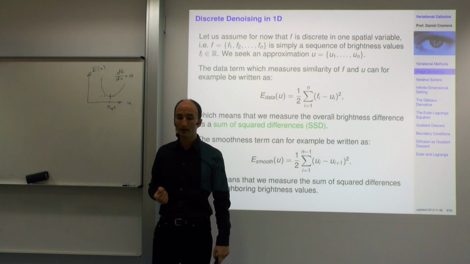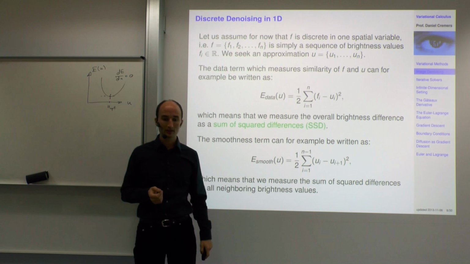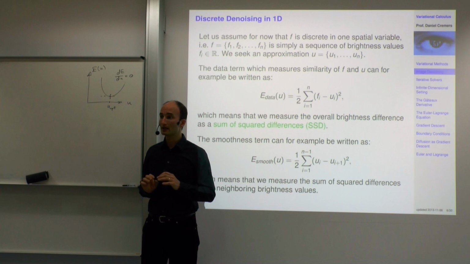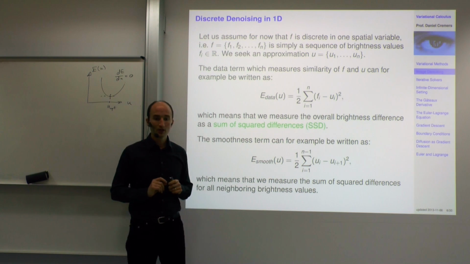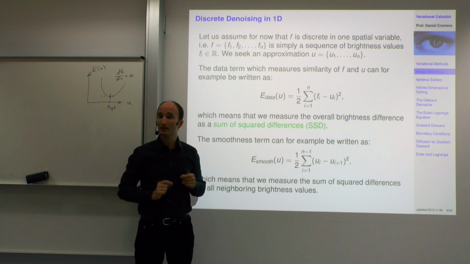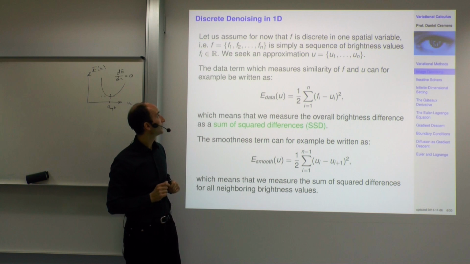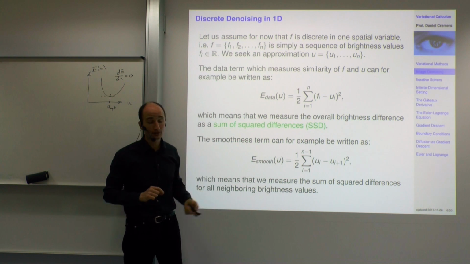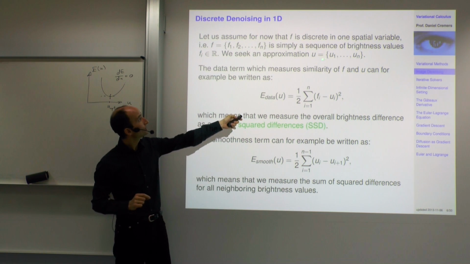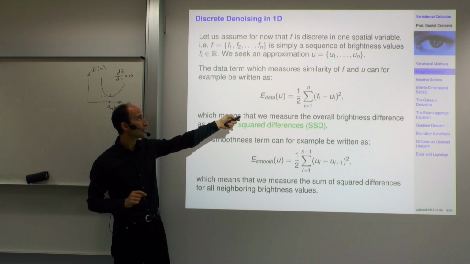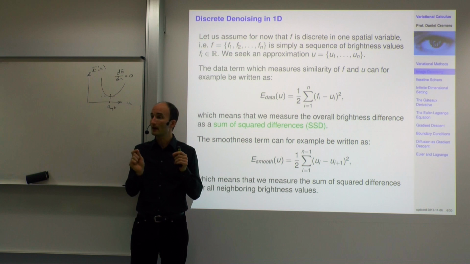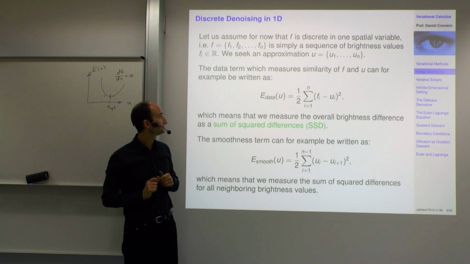Now, I didn't say how we measure data similarity and smoothness. Here are two examples. For now, we will consider a discrete world to start with, and in fact one dimension, so just basically a list of consecutive brightness values. We'll call them f1 to fn, so there are n pixels, one next to the other, and we want to compute an approximation of that one-dimensional discrete image called u, which has brightness values u1 through un.